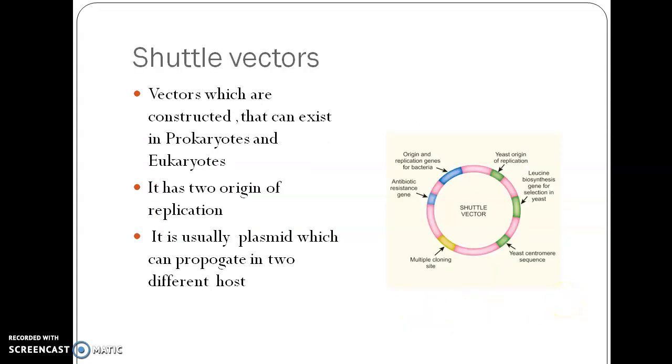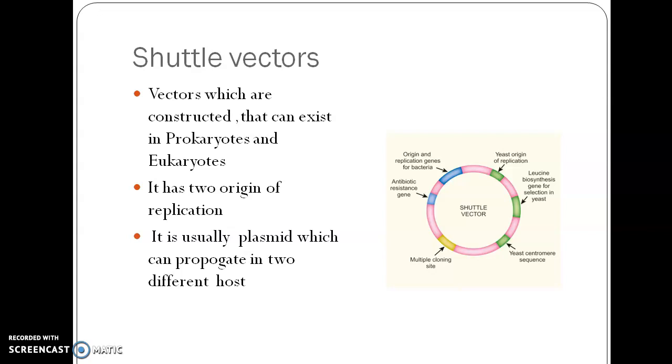Next, coming to the interesting part, shuttle vectors. Prokaryotic vectors cannot exist and work in eukaryotic cells because the systems of the two groups vary. The prokaryotes lack introns while the eukaryotes have introns. Therefore, several vectors have been constructed which may exist in both prokaryotes and eukaryotes. Such vectors possess two origins of replication.